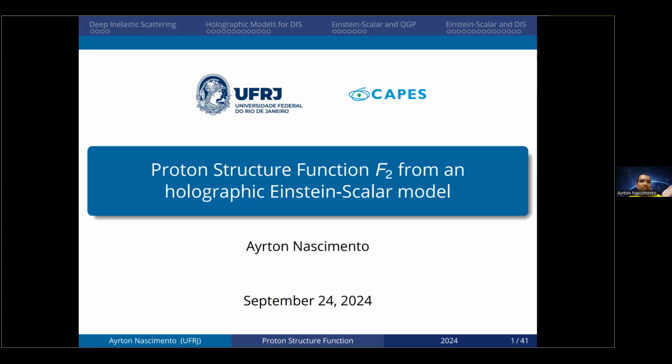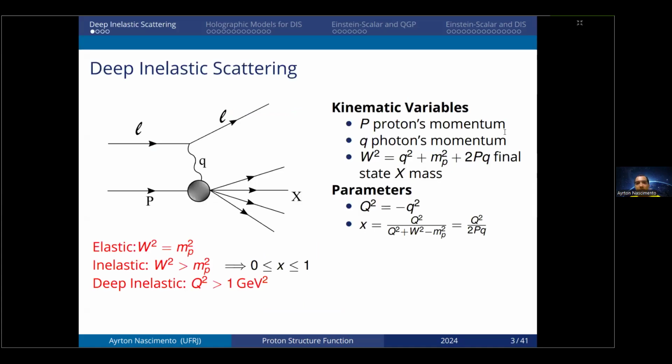It's not like most of the guys in the group, they have some other holographic stuff, and I'm going to talk about some particle physics related theme based on holography. So this study, I'm gonna tell about the F2 function for the proton, which I'm gonna tell you about right now.